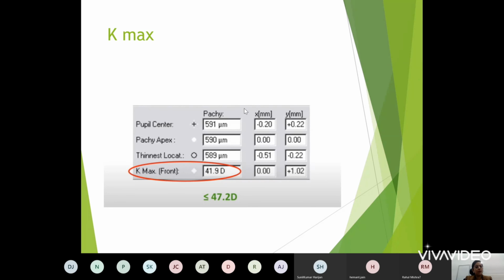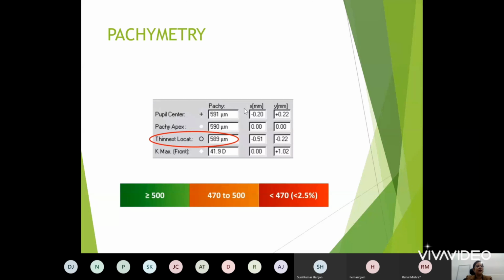Any K reading more than 47 should be suspicious. Pachymetry should be more than 500. 470 to 500 is moderate and less than 470 is definitely a high risk, which means we should not go ahead with the ablation.